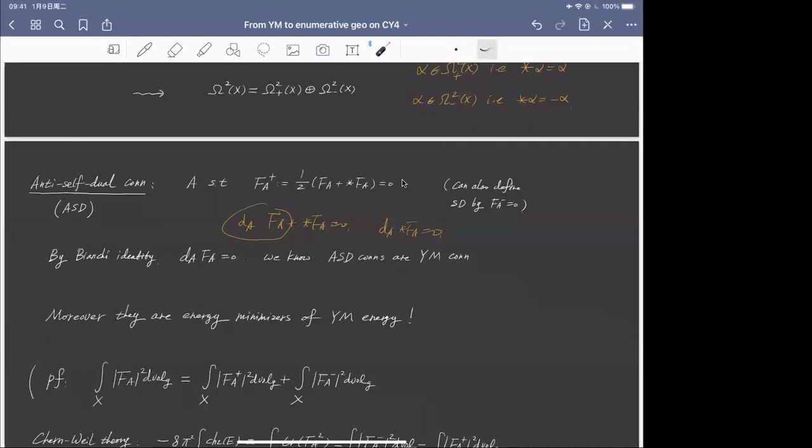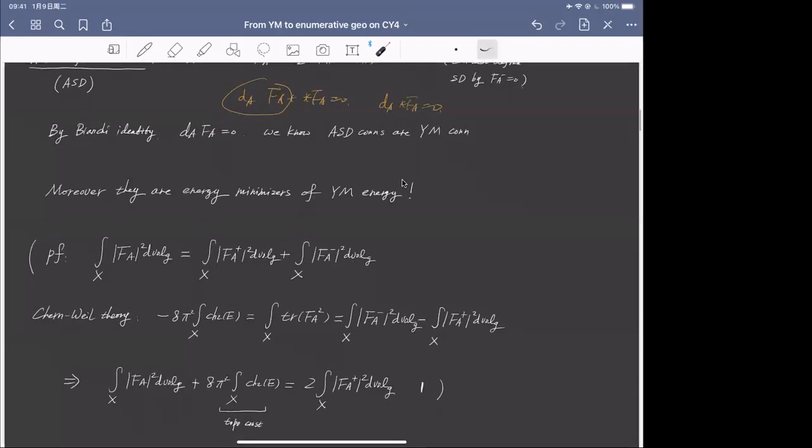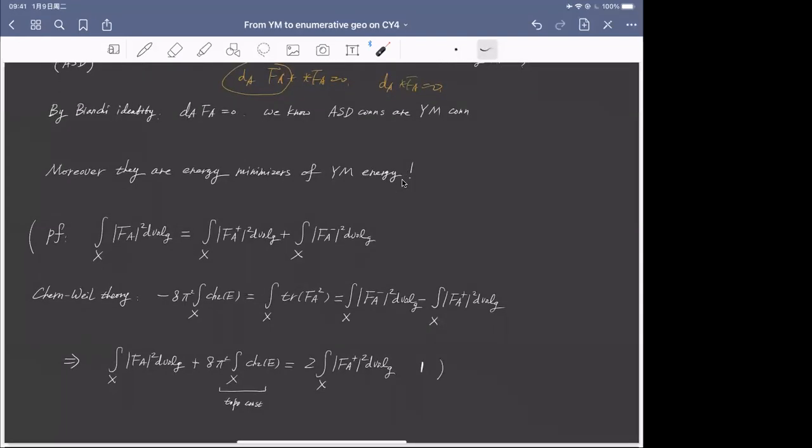Okay. This can be seen by an easy manipulation of the characteristic class argument. Let's quickly look at this. Let's first look at the energy of this curvature. By this decomposition into self-dual part and anti-self-dual part, the energy of the curvature becomes the sum of these two curvature terms. By Chern-Weil theory, the trace of this curvature squared, if you integrate on X, is a number.